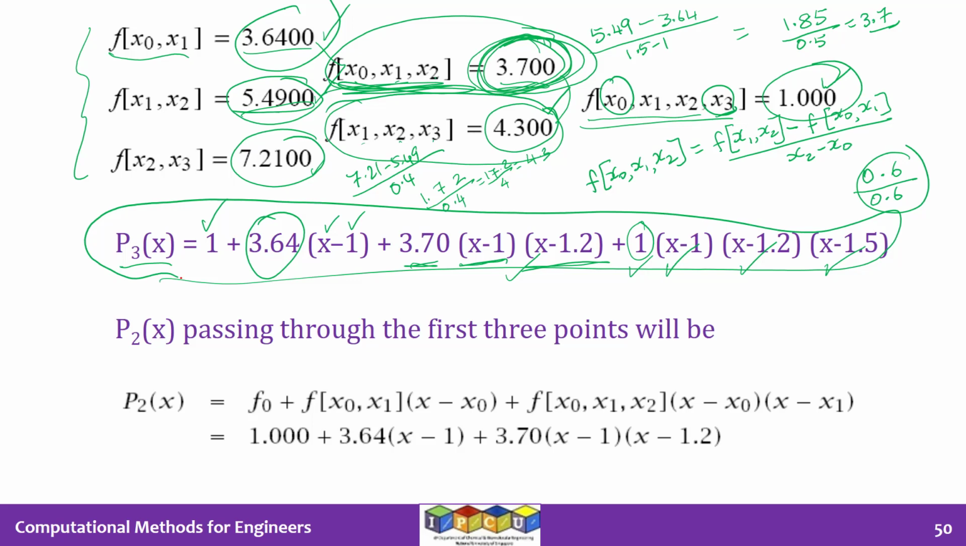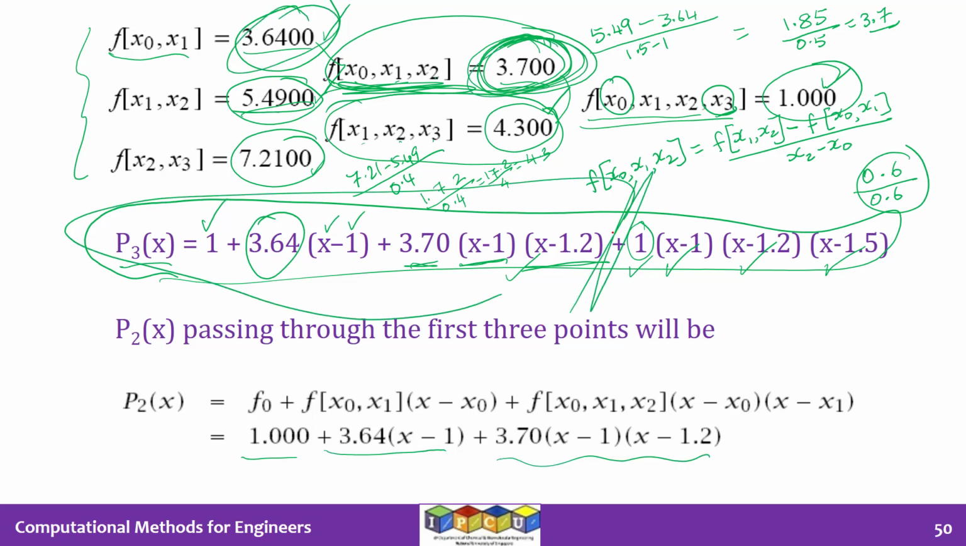You can use a similar idea to find out P2x that passes through only the first 3 points. You can readily take it from this table. That means you stop right here. If you're looking for the second order polynomial passing through the last 3 data points, x1, x2 and x3, what would it be? Think about it.